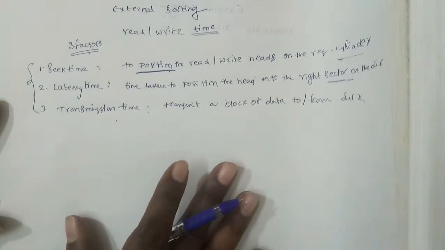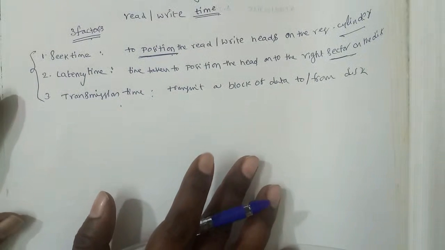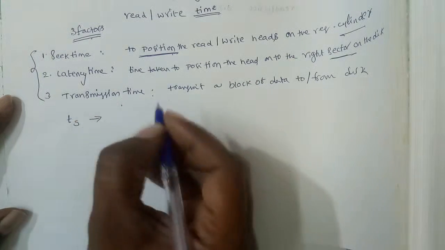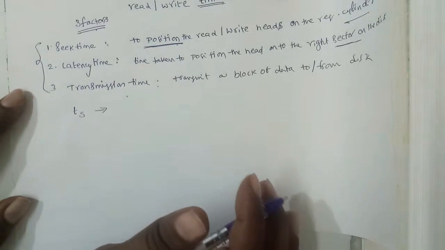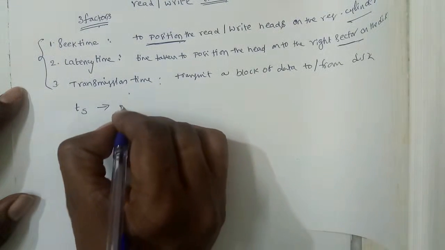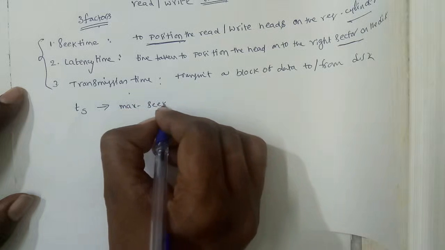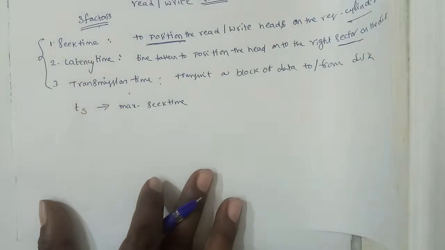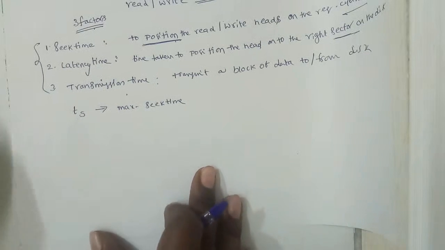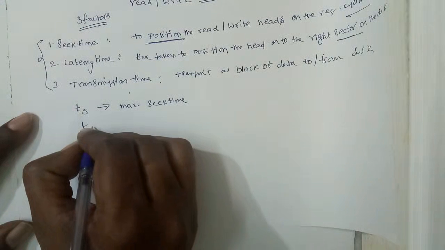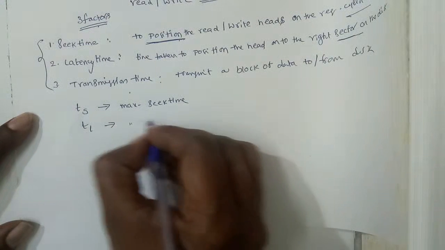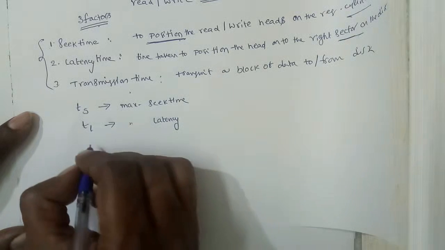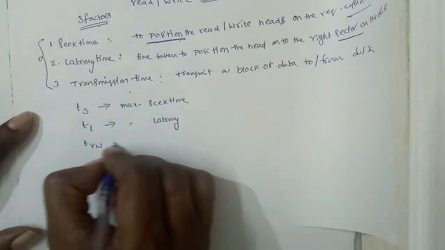Now for analyzing the time complexity, I am using some notations. Remember these notations; by using them we can derive the formula. TS is the maximum seek time. What do we mean by the term maximum? This is the maximum seek time for that particular algorithm. TL is the maximum latency time. And for transmission time, TRW.